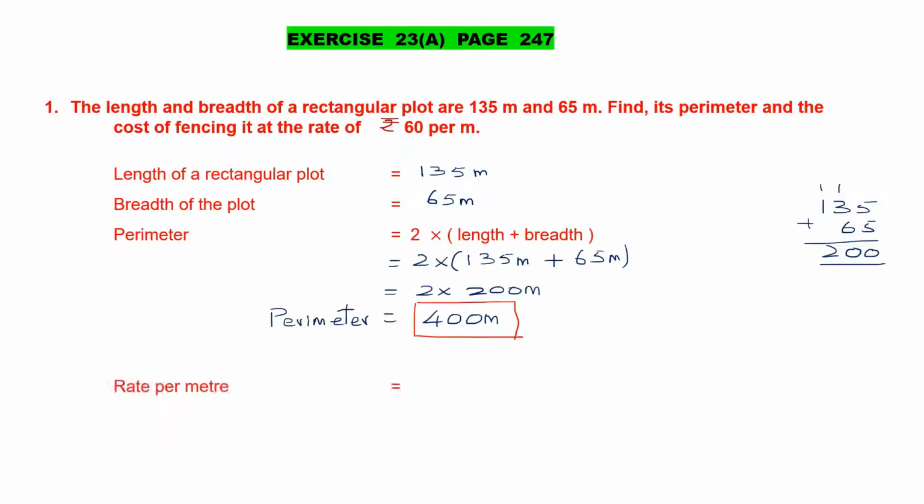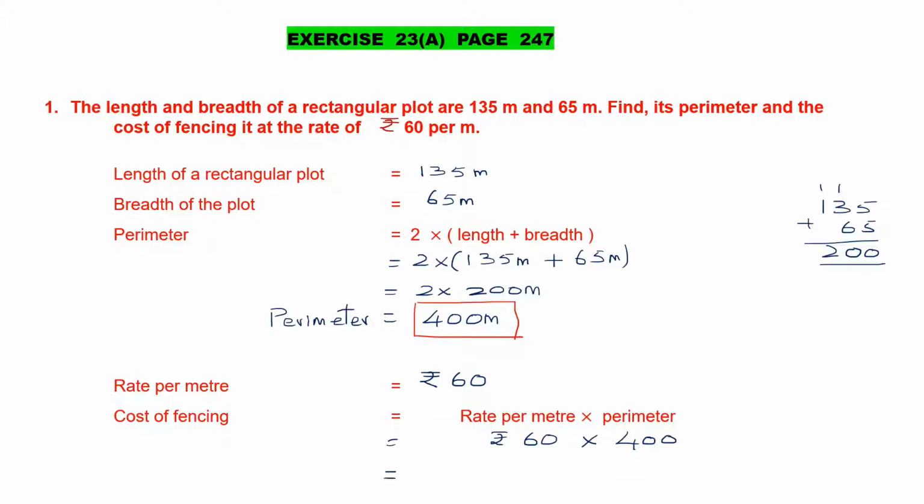We start our statement by saying, first we write the rate per meter. So given to us in the question, the rate per meter is 60 rupees. So this is the rate per meter. So cost of fencing will be rate per meter into perimeter. Okay, so for 1 meter it is 60 rupees, that is the rate. Now we have to find for 400 meters, which is the perimeter. So we have to multiply 400 into 60.